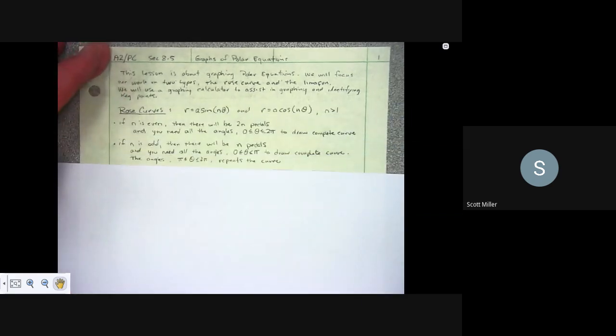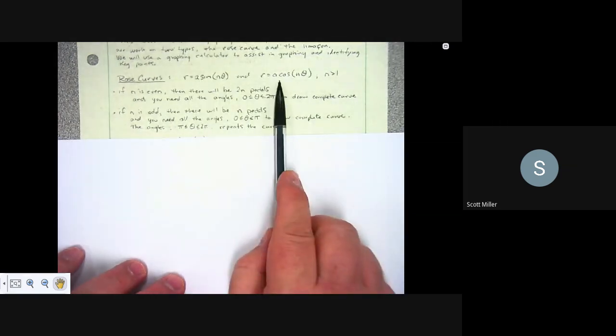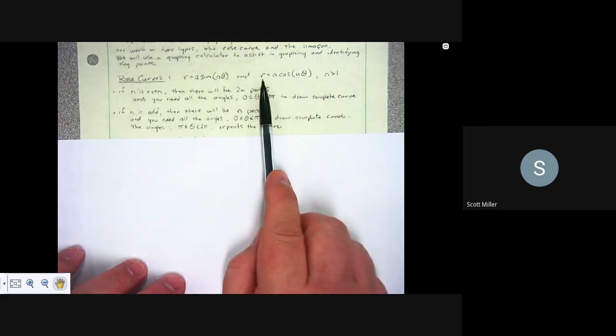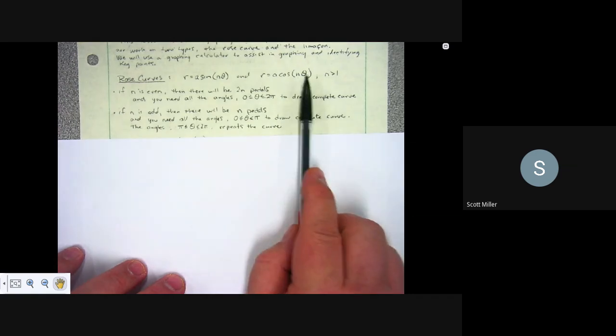Let's look at the rose curve. The rose curve is the standard equations, this one or this one. We have some number out in front, the cosine of n times theta. n is an integer greater than 1. If n is an even number, then there will be 2 times n number of petals. So if this n is 2, there will be 4 petals. If it's a 4, there'll be 8 petals. If it's an odd number, then that's how many petals there are. So if it's a 3, there'll be 3 petals.